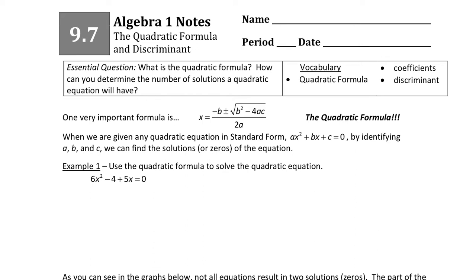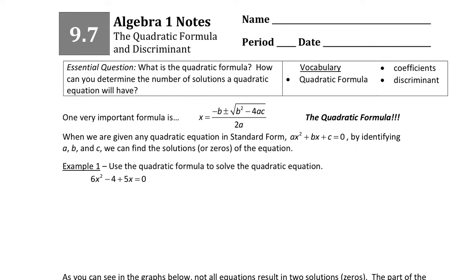When we are given any quadratic equation in standard form, the first term is our x squared, the second term is b times x, the linear term, and then plus some constant, equal to 0. We can identify a, b, and c and find the solutions of an equation. It's going to look like this. So we're going to use this quadratic formula and find our solutions. Let's go ahead and do that.